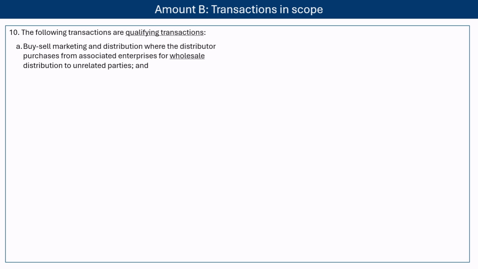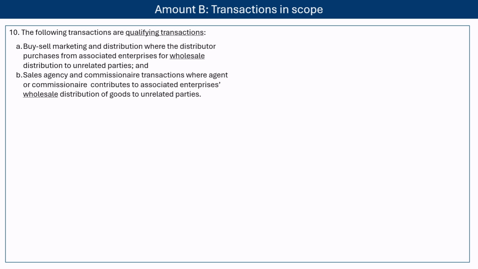And then let's look at transactions in scope, and the language is a little more complicated here. It starts by saying the following transactions are qualifying transactions. A, buy-sell, marketing and distribution, where the distributor purchases from associated enterprises for wholesale distribution to unrelated parties. So we already see it is limited to wholesale distribution. And B, sales agency and commissionaire transactions, where the agent or commissionaire contributes to associated enterprises' wholesale distribution of goods to unrelated parties. Again, only wholesale.